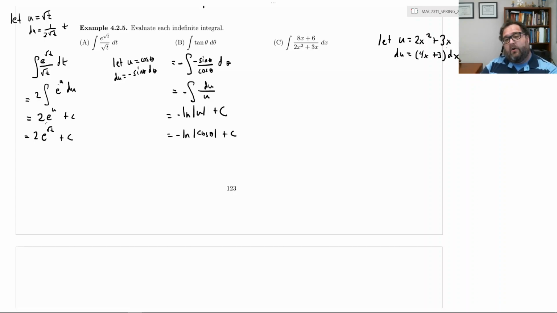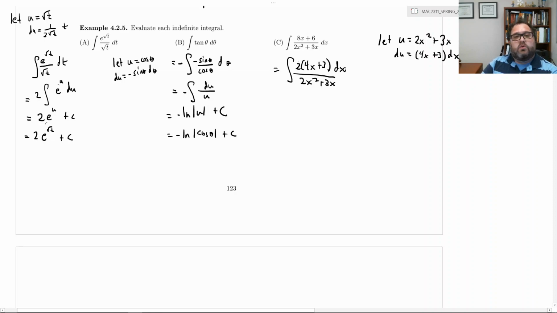Now notice how my numerator is curiously similar to 4x plus 3 dx, my differential. It's almost the same. Now it's not quite the same, but it is similar. Is there a way to make it the same? And let's see, what if we factor the numerator? What if we say this is equal to, if I factor a 2 out of the numerator, I get what? 4x plus 3 dx over 2x squared plus 3x.